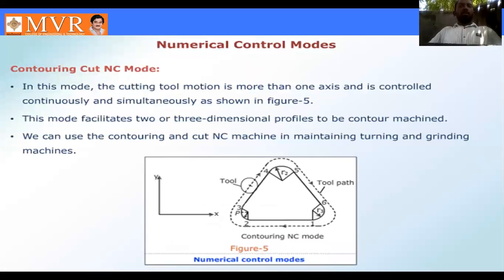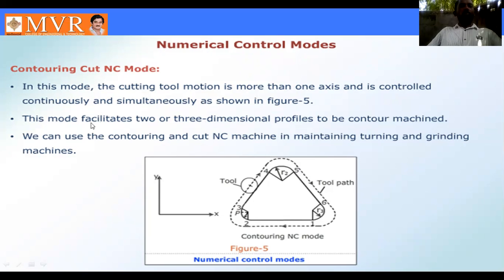The third one is the contouring cut NC mode. In this mode, the cutting tool motion is along more than one axis, and it is controlled continuously and simultaneously, as shown in the figure. This is the contouring NC mode. The tool cuts with more than one axis moving together. That is the contouring cut NC mode.